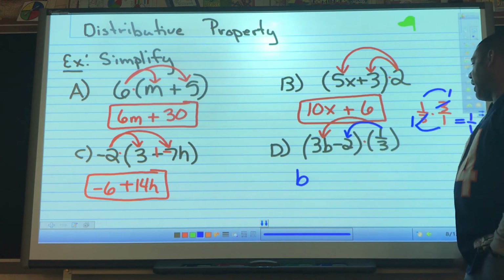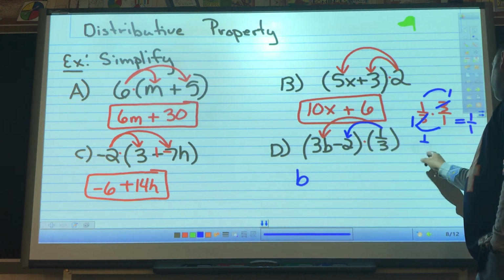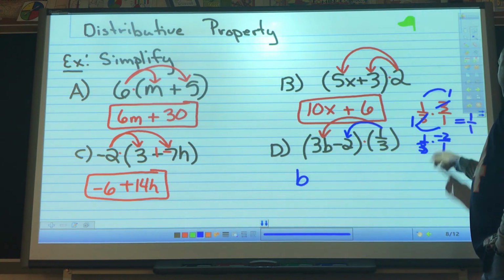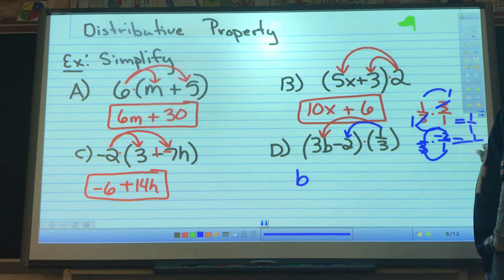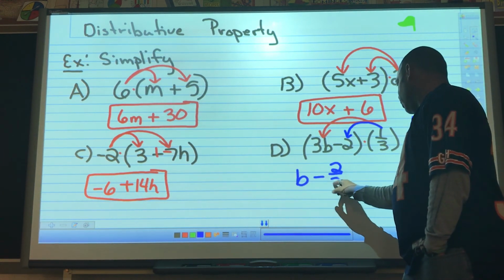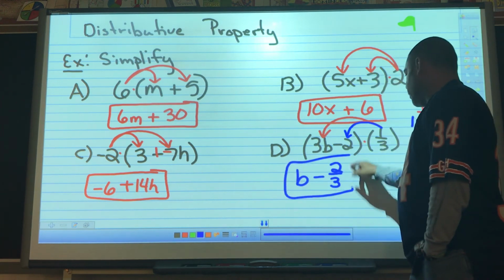1/3 times negative 2. So 1/3 times negative 2. Nothing I can cross cancel. Multiply the tops, multiply the bottoms. We get negative 2/3. So minus 2/3. Okay.